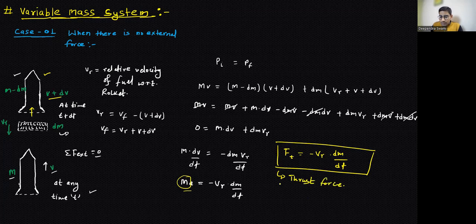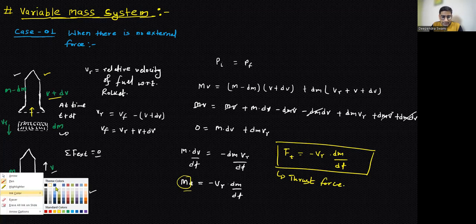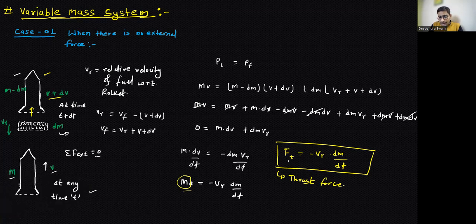Now here we can also note down the direction. So F thrust is equal to minus v_r into dm by dt. In the case where fuel is ejected, the thrust force will be acting in the opposite direction of the relative velocity. Here we can see the relative velocity is in the downward direction, that's why the force acting on the rocket will be in the upward direction.